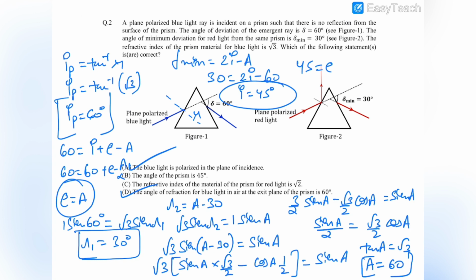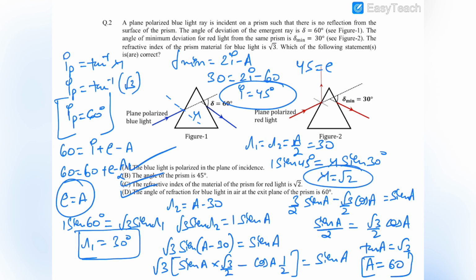And now we will discuss the refractive index of this prism for red light. A is equal to 60, and therefore r1, r2 are equal for minimum deviation, and they are A by 2, so this is 30. Let us apply Snell's law on the first surface: 1 sine 45 for red light is equal to mu sine 30. So you can see that mu is root 2. So option C is also correct. So the correct answers are A, C and D.